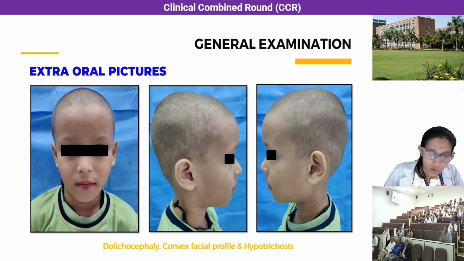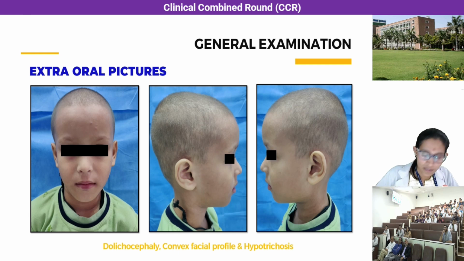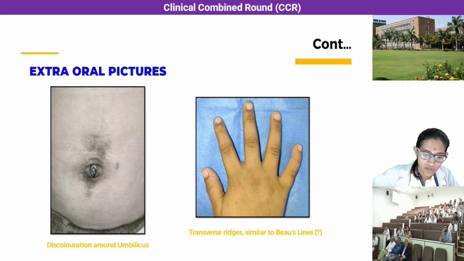Moving on to the extraoral features, the child has a dolichocephalic facial feature along with a convex profile and hypotrichosis, most prominently seen in the eyebrows. The other extraoral features revealed the presence of discoloration around the umbilicus, and transverse ridges similar to Beau's lines were mildly noted on the digits.